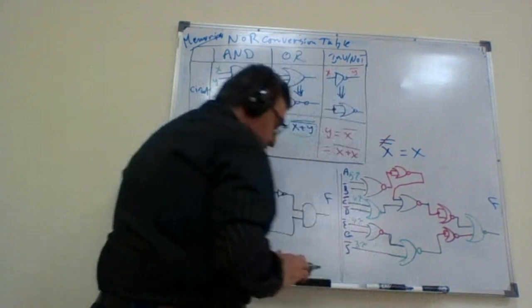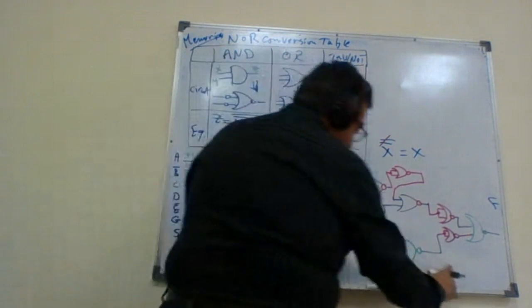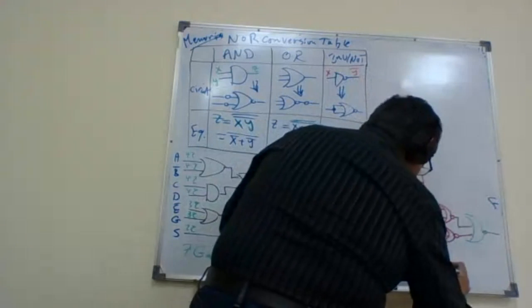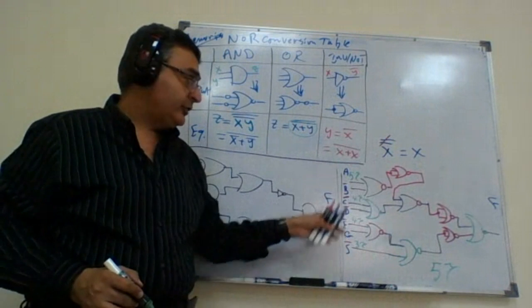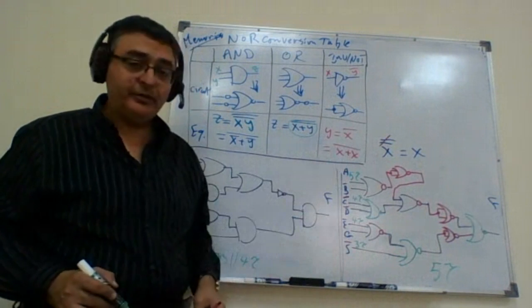Right now, the circuit has 5 tau delay, because we are looking for the critical path delay, the longest delay in the circuit, which is coming from A and B bar here.